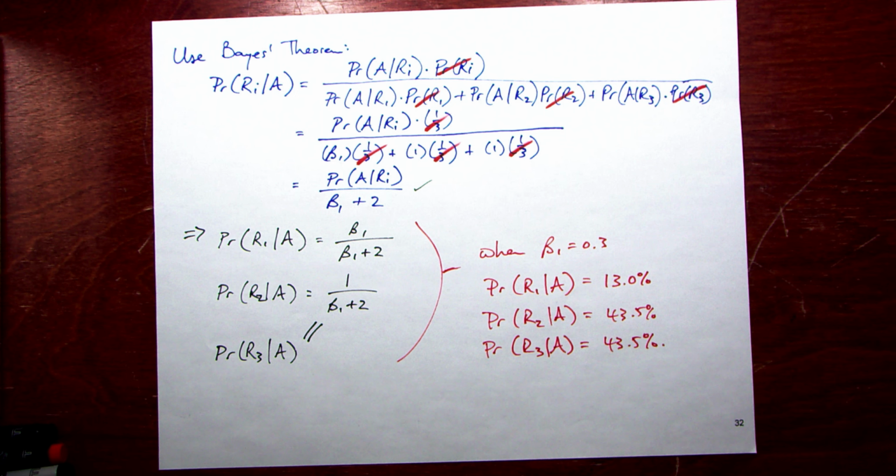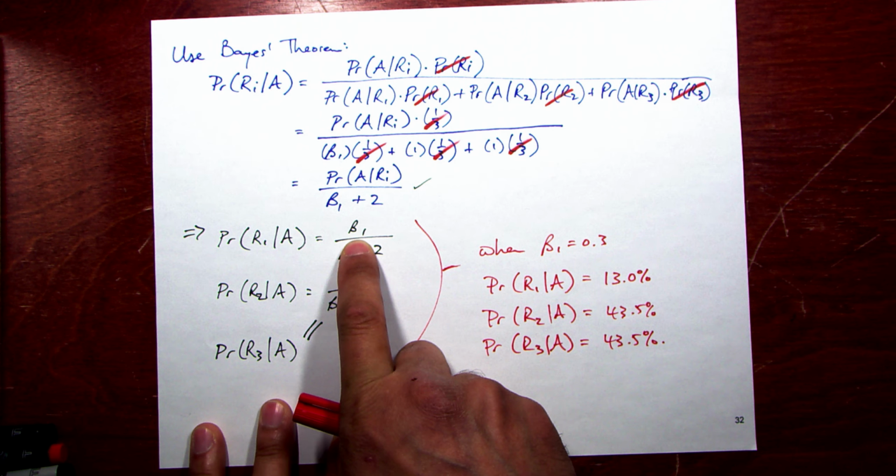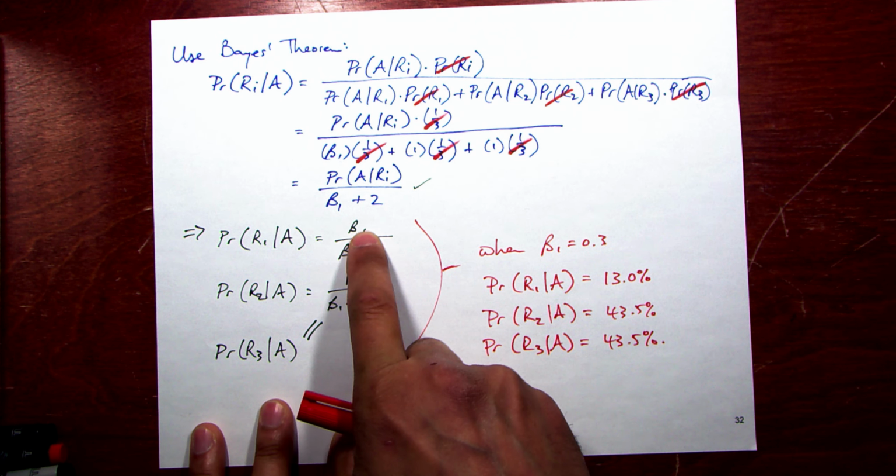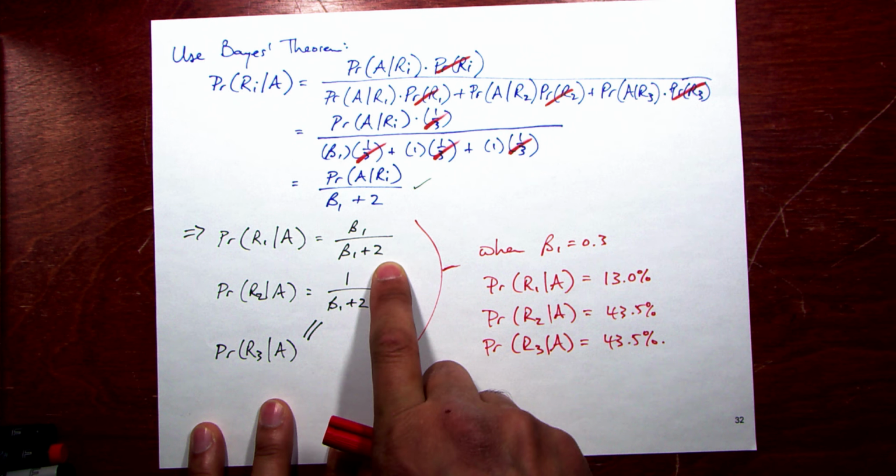That makes sense. And what if the overlook probability is 1? What if you're really bad at searching? Like it doesn't mean anything if you don't find it. Well, then try beta 1 is equal to 1. Well, that's 1 over 1 plus 2. You get 1/3 back. No extra information. You're back to where you started.